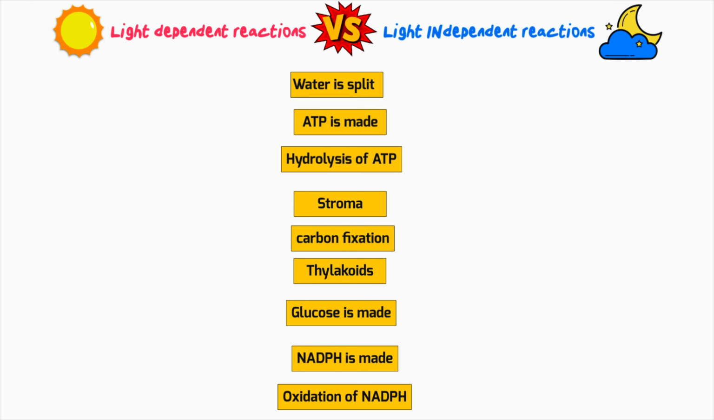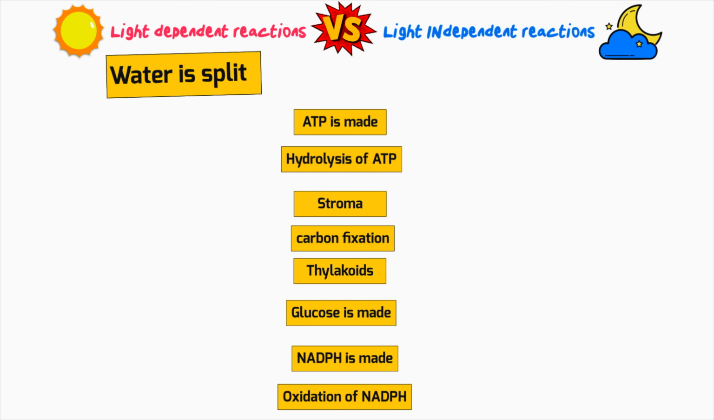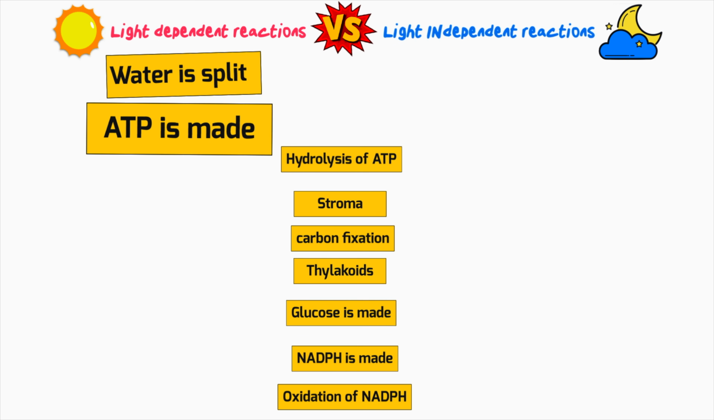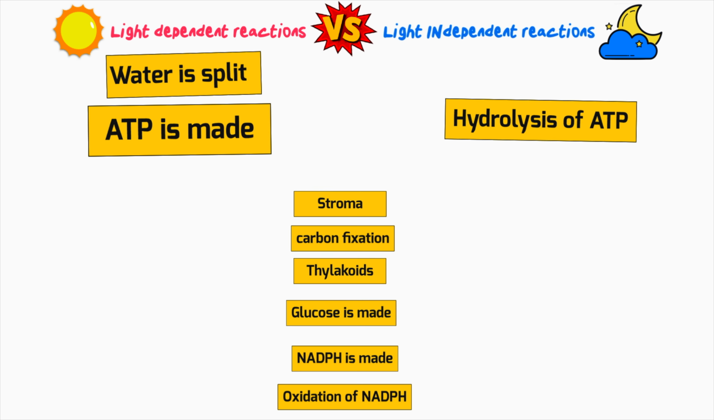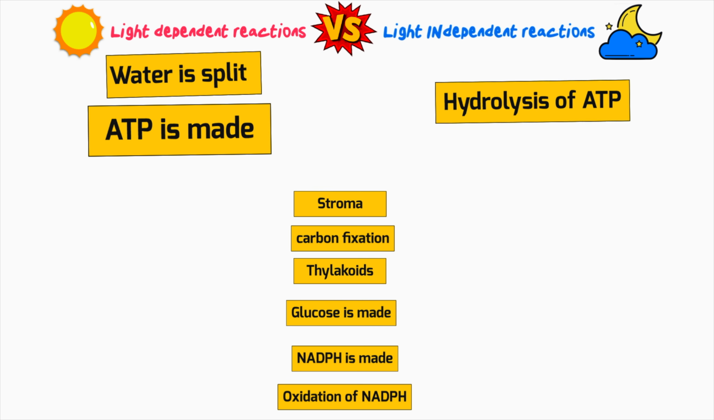We're going to differentiate between the light reactions and the light independent reactions using this diagram. So pause the screen and try to find which one of those properties belong to the light reactions or the light independent reaction. So let's start with the photolysis, or the splitting of water. This takes place in the light reactions of photosynthesis. Also, the ATP is made in the light reaction. However, the hydrolysis, or the breaking down of ATP to ADP, is made in the light independent reaction.